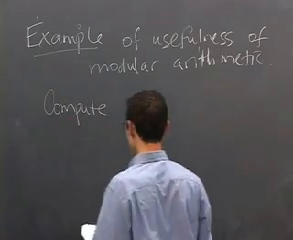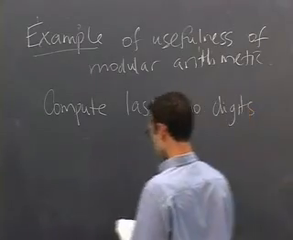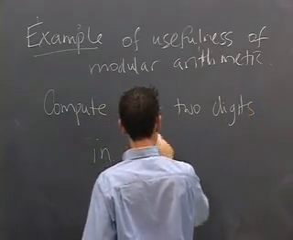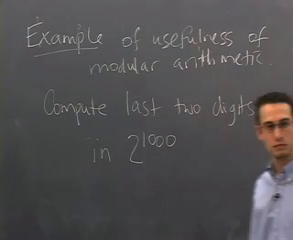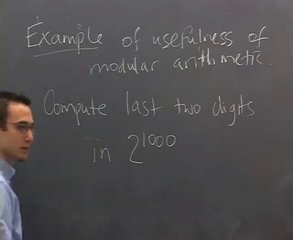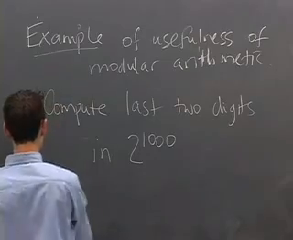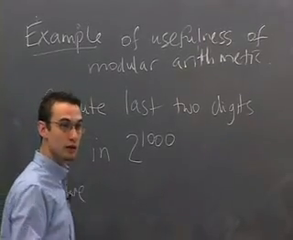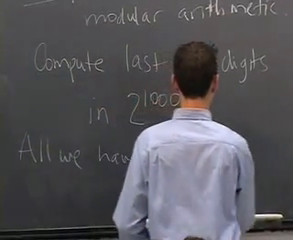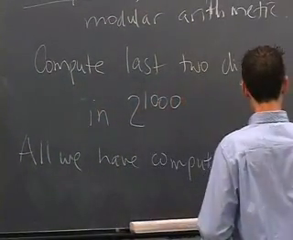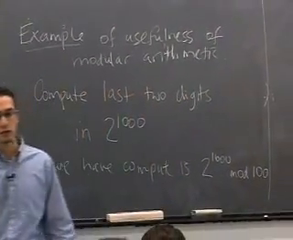Somebody tell me how to compute the last two digits in the decimal expansion of 2 to the 1,000. Go ahead. It's the remainder modulo 100. Exactly. So all we have to compute is 2 to the 1,000 modulo 100, which makes the whole problem extremely manageable.